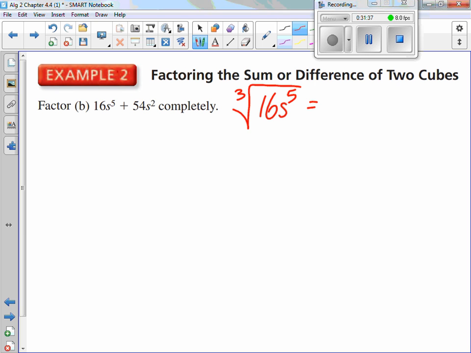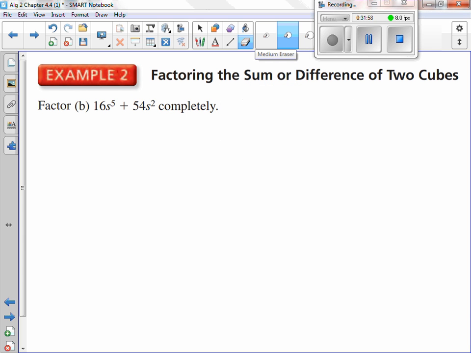Can I take the cubed root of 16? Well, what number times itself 3 times would be 16? 4 times 4 is 16. Well, that doesn't work. 4, it's a decimal. Okay, so let's take a step back. Now, it says that this is part of sum and difference of perfect cubes, yes? So let's see. Is there a greatest common factor between 16 and 54?